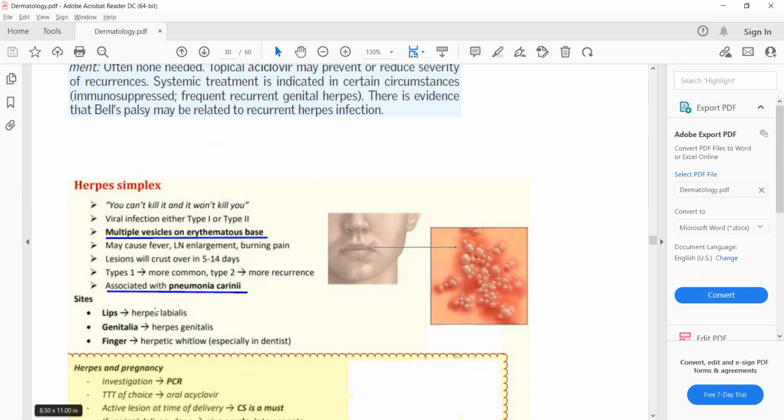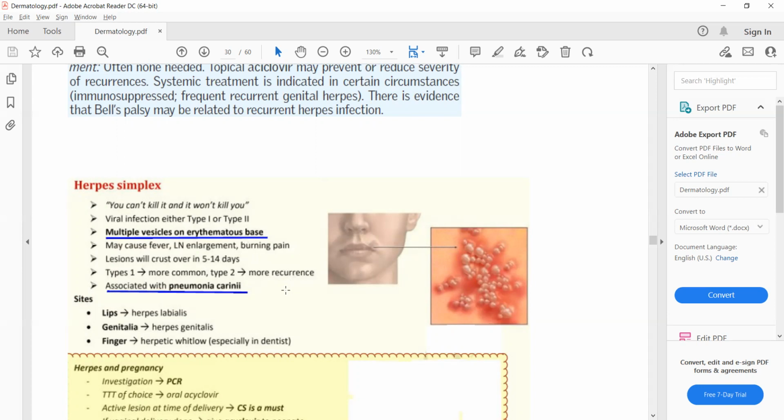What is the presentation of a skin infection that is caused by herpes simplex? Herpes simplex type 1 and type 2, both of them can cause herpes simplex infection of the skin. The presentation is usually multiple vesicles on erythematous base. So you can see this, that there are multiple vesicles that are present on an erythematous base. It may cause fever, lymph node enlargement, and burning pain. So multiple vesicles with burning pain on erythematous base, your diagnosis will be herpes simplex infection.